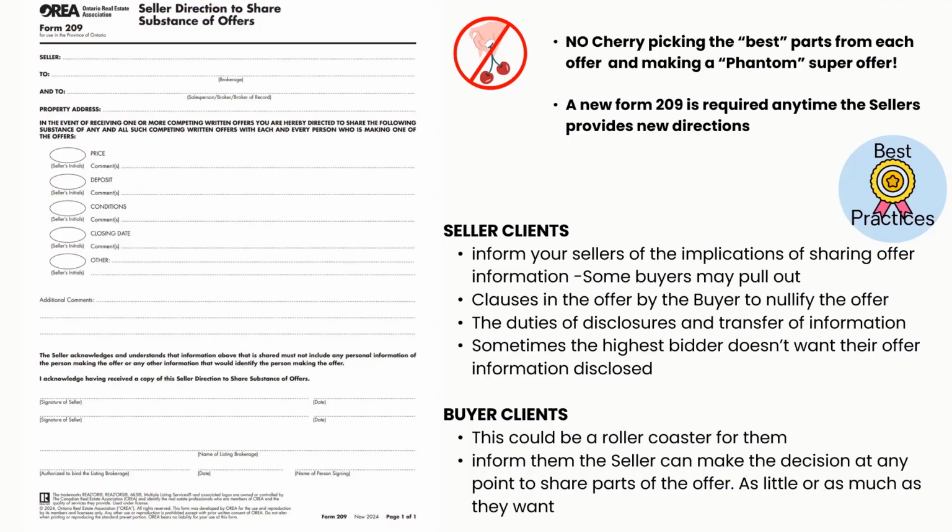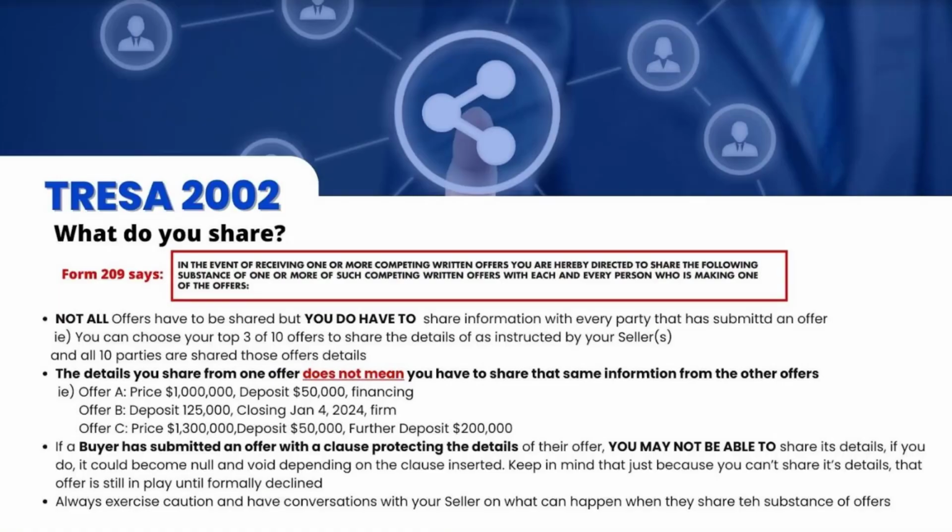Sometimes the highest bidder doesn't want their offer information disclosed, of course. For buyer clients, this could be a roller coaster for them. Inform them: the seller can make the decision at any point to share parts of the offer, or as little or as much as they want.